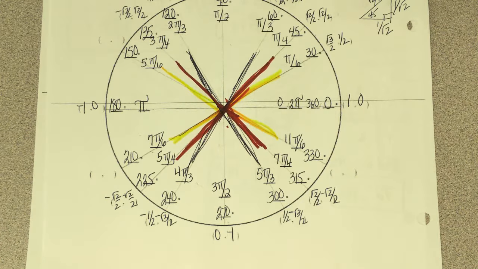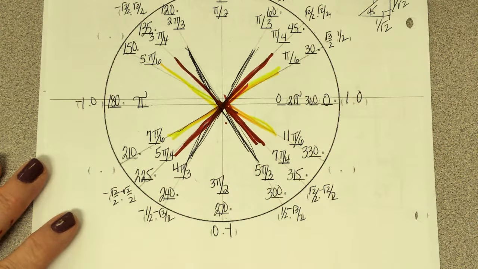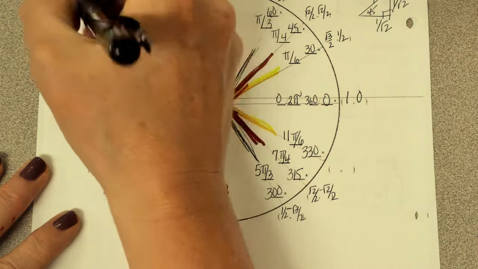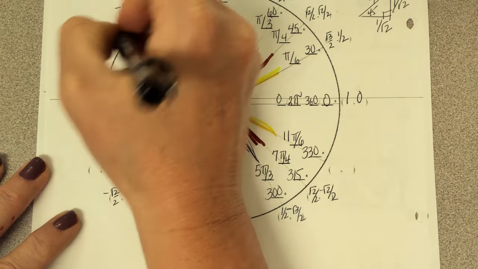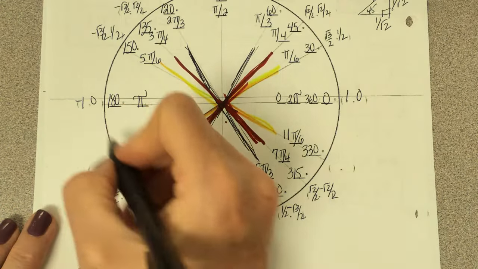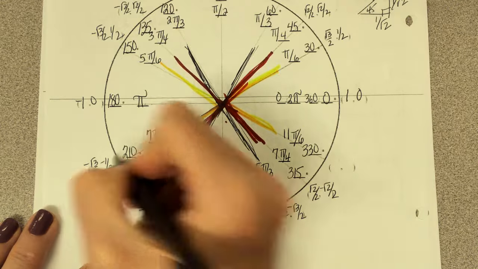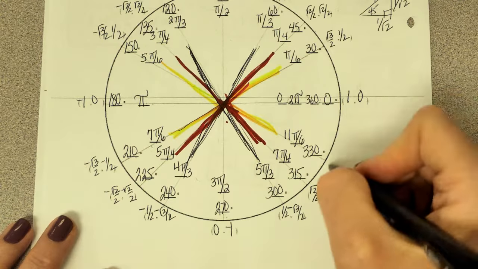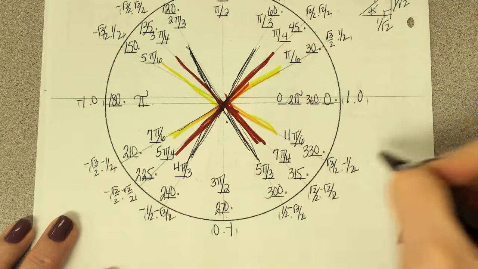All those have to be the same. So for this one, you should have negative radical 3 over 2, 1/2. Here you should have negative radical 3 over 2, negative 1/2. Here you should have radical 3 over 2, negative 1/2.